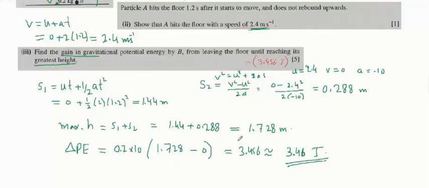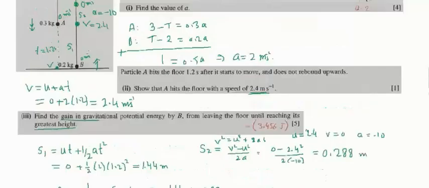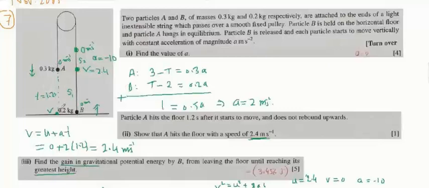So this is the way to find the maximum potential energy gained by the object B. Object A is losing potential energy because it is going down.